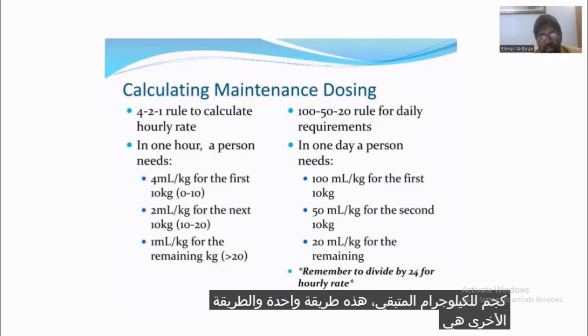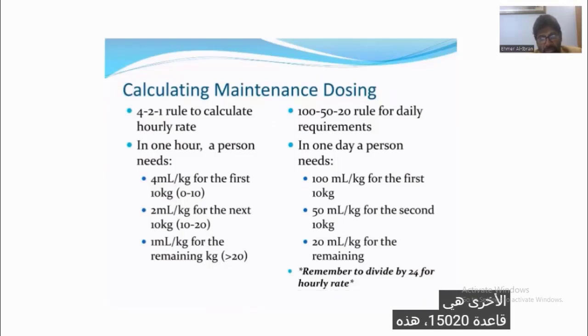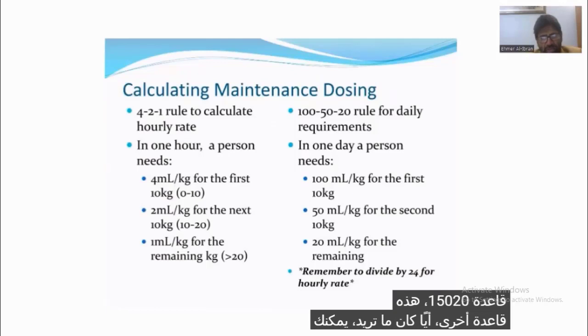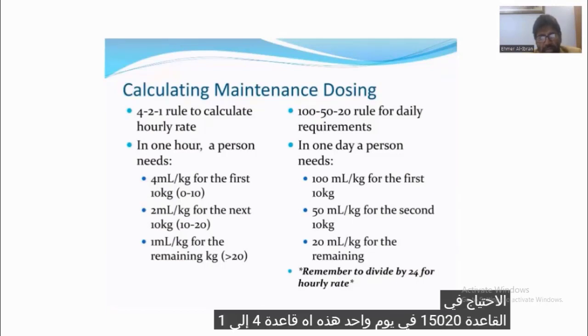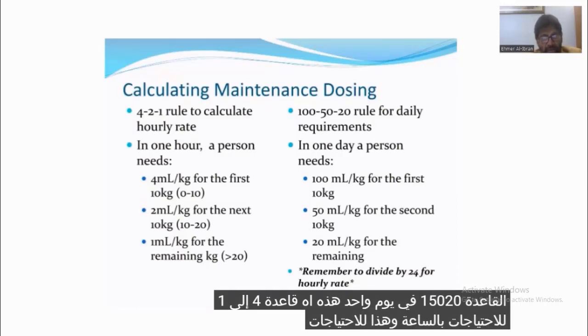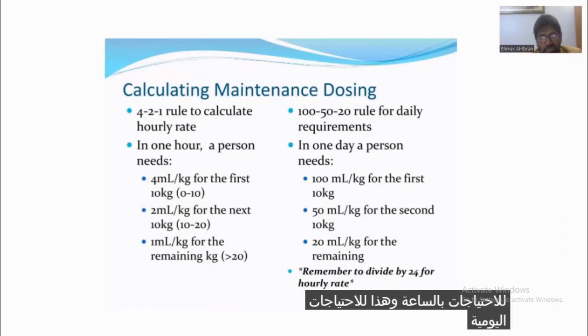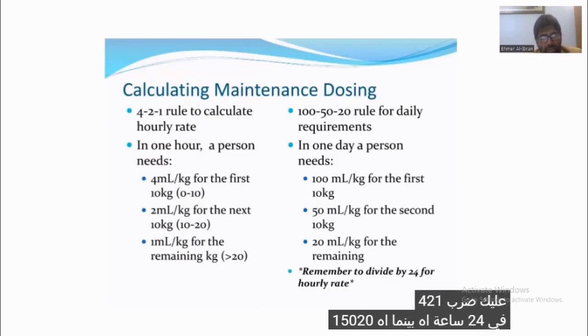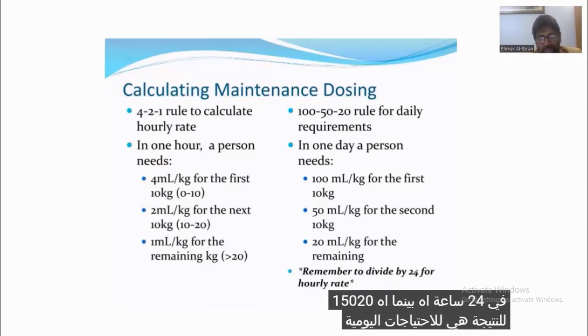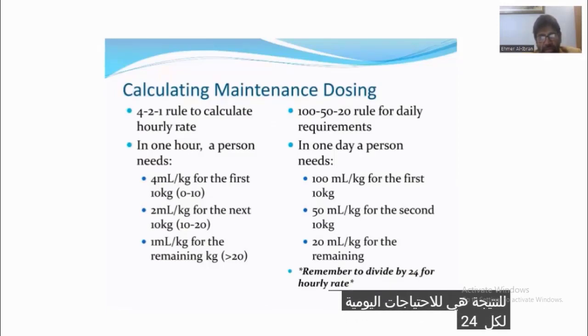The other method is the 150-20 rule. This is another rule. Whichever you want, you can calculate, you will get the same amount of requirement. In the 150-20 rule, this is for the daily requirement, while the 4-1 rule is for the hourly requirement. You have to multiply the 4-1 result by 24 hours, while 150-20 is for the daily requirement per 24 hours.